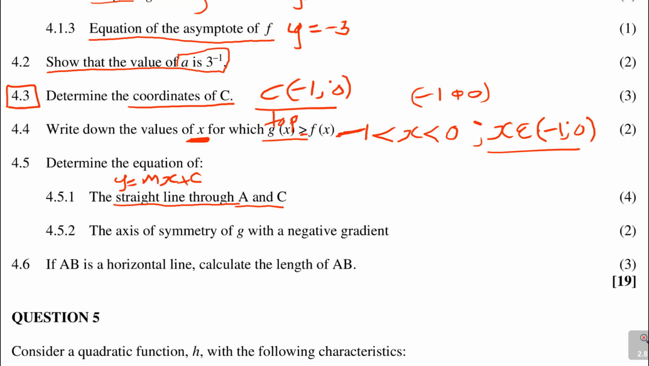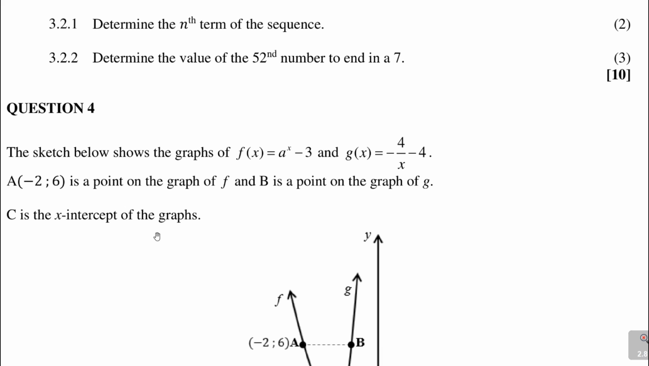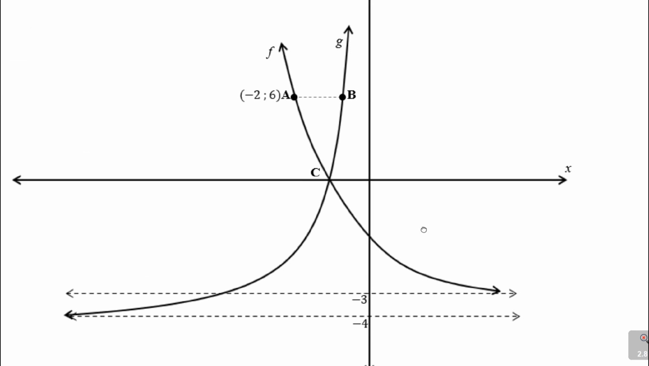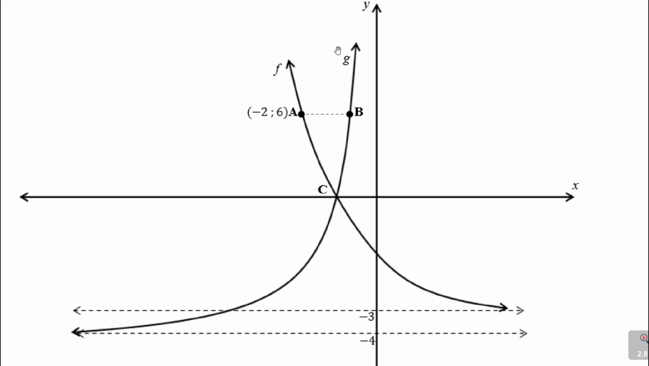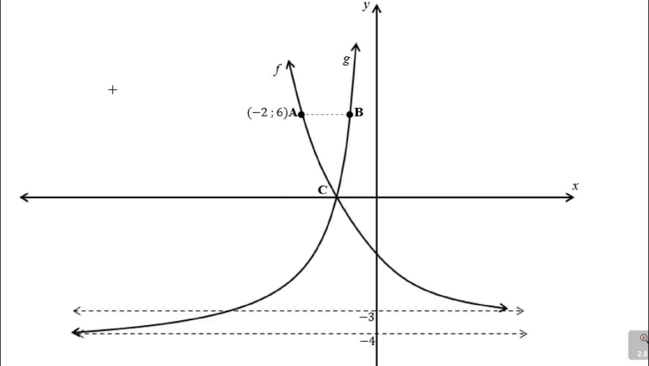Now if they're talking about the axis of symmetry, let's clear again here. You see, this is the graph of g, remember? Our graph of g, if they're talking about the axis of symmetry, there is a line here, just that g is not complete, but they gave you a hint with a negative gradient. Remember, the line which is a negative gradient is like this. See, so there is an axis of symmetry, but the key thing that you must know, it must pass through that asymptote.